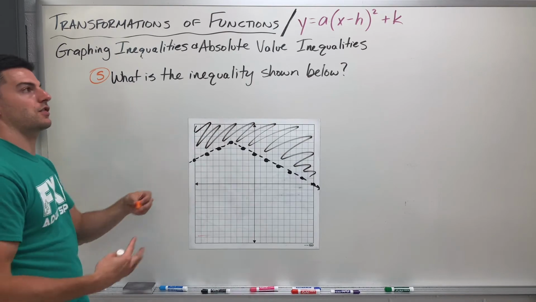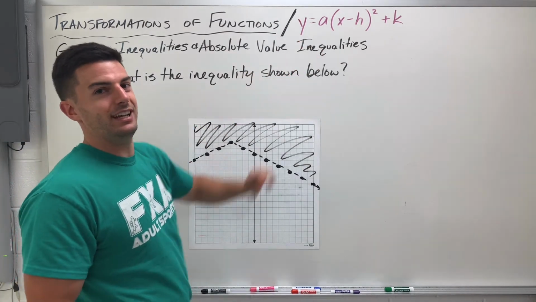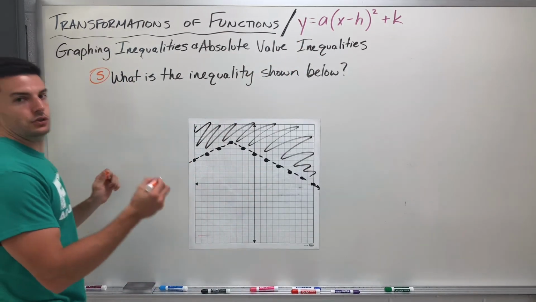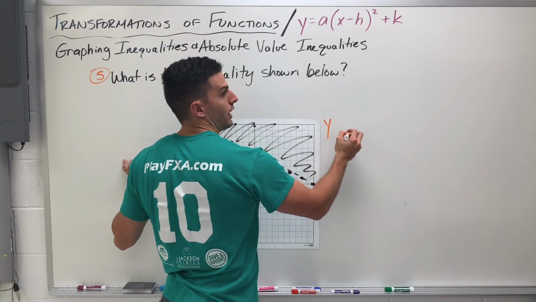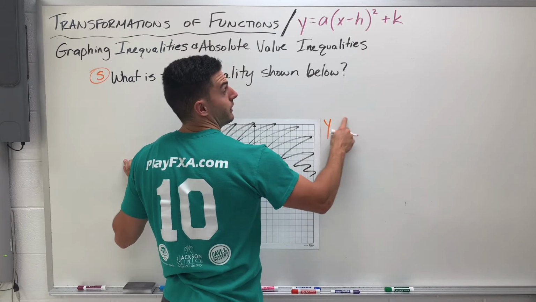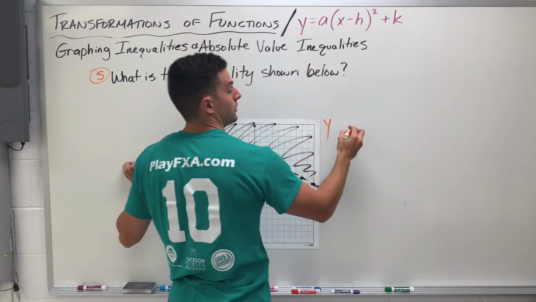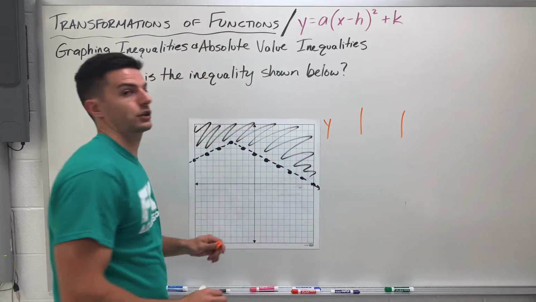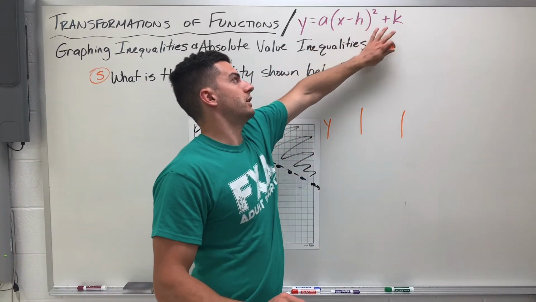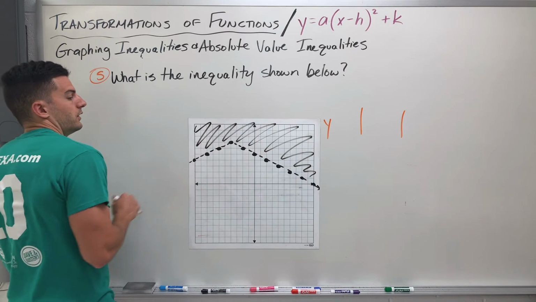Now I want to put together my absolute value inequality, okay? So again, what parts do I know are going to be a part of it? I know it's going to be Y. I know there's going to be an inequality sign where the equal sign normally goes. And I know there's going to be absolute value bars, and there could be an A, an H, and a K value in there. Looking at this, where do I start?